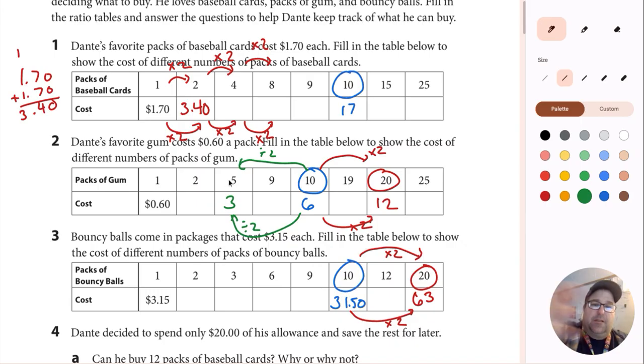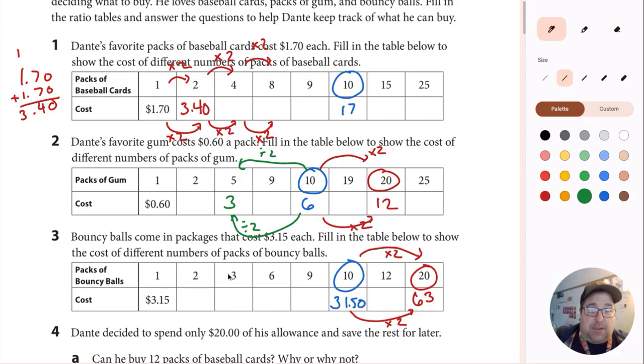So again, whatever relationships we can find on these, to get 25, well, we know 20 was $12 we found out. 5 packs were $3, so I just got to add the 12 plus the 3. So again, just practice those ideas. With the bouncy balls, again, we can double it to get to the 2.